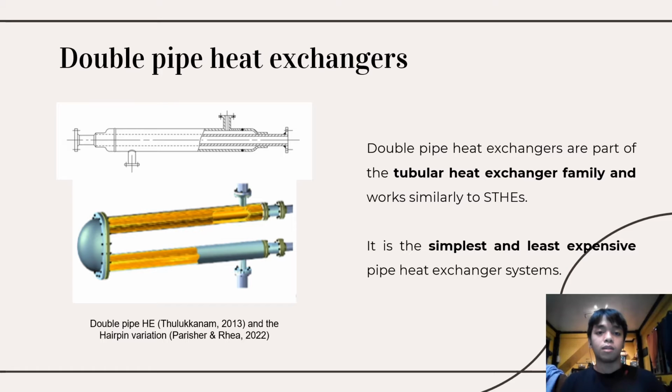Lastly, we'll be talking about double pipe heat exchangers, or DPHE. These are distant cousins of the STHE, belonging under the same family of tubular heat exchangers. It is considered as one of the simplest and least expensive types of pipe heat exchanger systems. There are two common DPHE setups shown in the figure. The one on top is the standard DPHE, and the one below is its hairpin variation, or the U-bend variation.